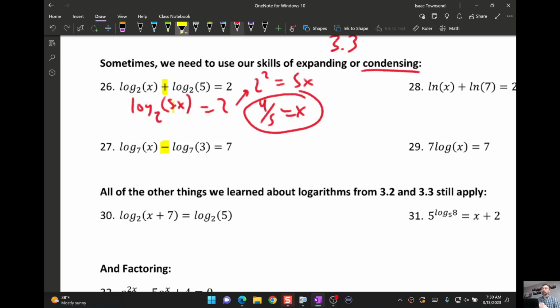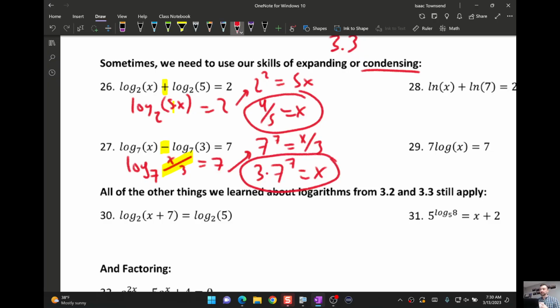The only other way to condense that we learned in 3.3 was with subtraction. If they were separated with subtraction, it will condense as division. That makes it look like the right format. Now we can switch it from logarithmic form to exponential form and multiply both sides by 3. And then you can stop there. I don't expect you to know what 7 to the 7th is without a calculator.